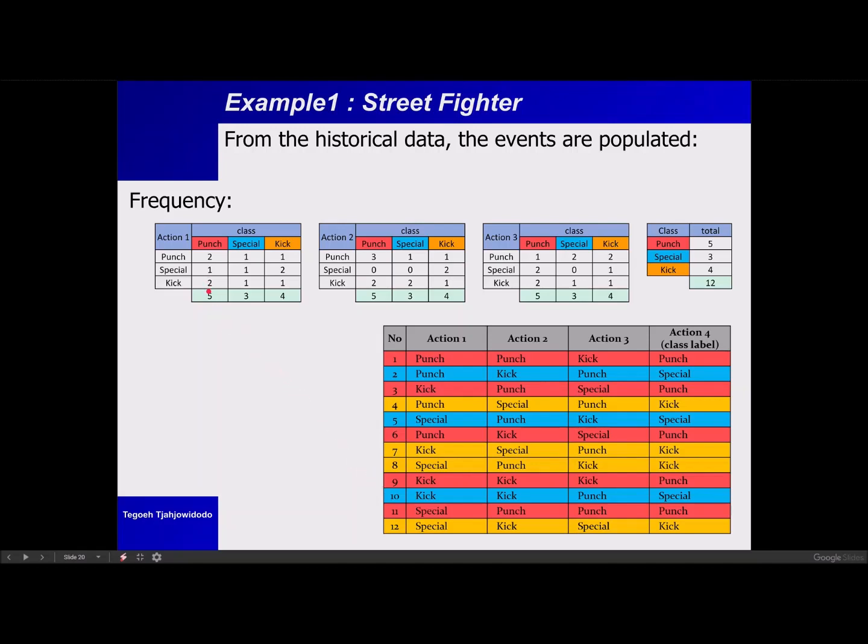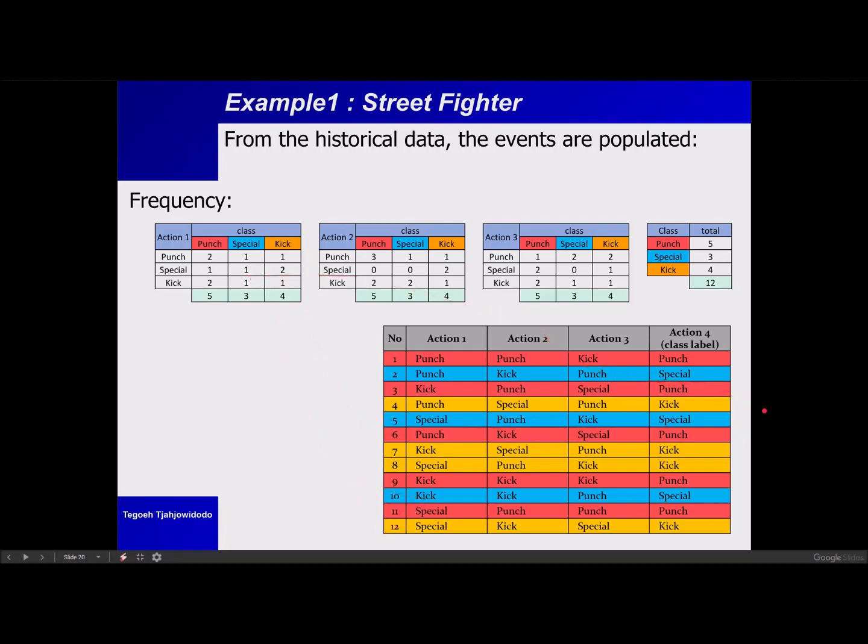Same thing for special. I have 1, 2, 3 classes. For special, how many of them have a punch in the first action? Only 1. Number 2. So I put 1 in here. How many of them have special in the first action? Only 1, which is number 5 here. So I put 1 here, and then kick only 1 also here.